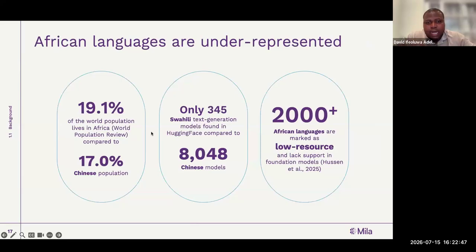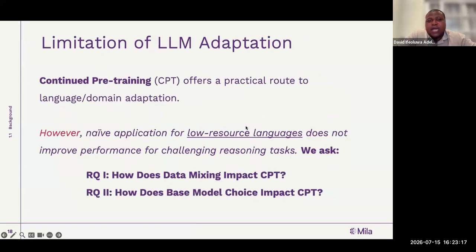Another motivation for why we had to do this is that African languages are underrepresented. For example, if you look at the number of models on Hugging Face, we have over 8,000 Chinese models, but Swahili, even the largest, most spoken language in Africa, only has about 345 text generation models. So even in terms of models created for these languages, many African languages are underrepresented.